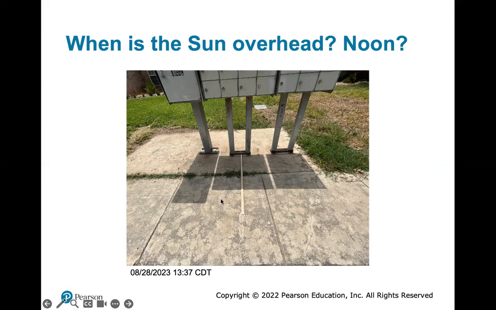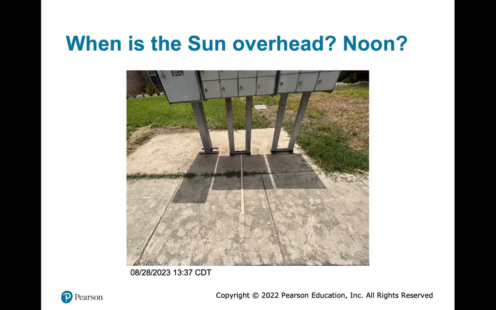I just took this image on 8/28/2023, and at 13:37 you can see, well, how do I know that the sun is directly overhead? Well, you can see that the sun goes right through the gaps of these mailboxes, so it's just like the well. It's not casting a shadow. As a matter of fact, if I remember looking at the mailboxes at this time, you could even see the rivets casting a shadow on the side of this one. So it was pretty much directly overhead, and it was at 13:37, 1:37, central daylight time.